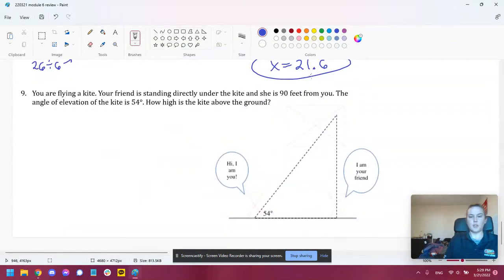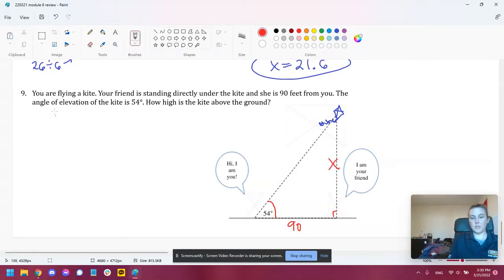Next, you're flying a kite. Wow, I'm so artistic. Okay. Your friend is standing directly under the kite and she's 90 feet from you. So this is 90 feet. The angle of elevation of the kite is 54. How high is the kite above the ground? So find this x, right?